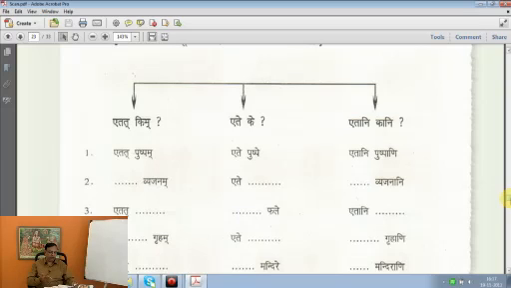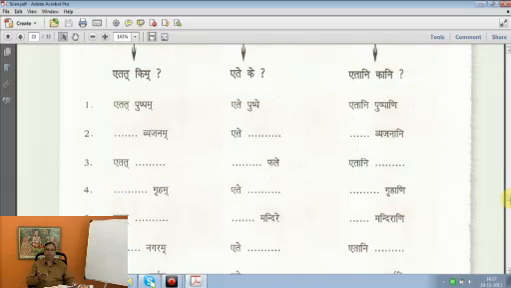If you know any neuter noun, you can derive. Etat pustakam, ete pustake, etani pustakani. Etat patram, ete patre, etani patrani. Etat vastram, ete vastre, etani vastrani. Etat netram, ete netre, etani netrani. 100 nouns can be derived in the nominative case, prathama vibhakti.